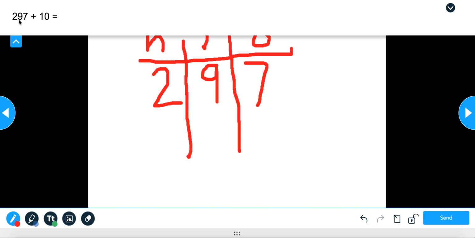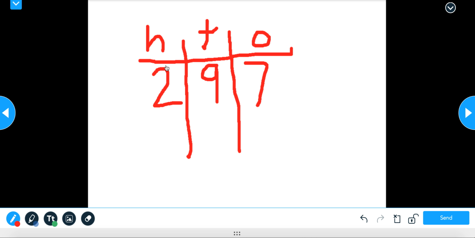Let's look at 297 plus 10. This can be tricky, so let's take a look with our hundreds, tens, and ones. Once again, 297 plus 10. So we have 297 right here.